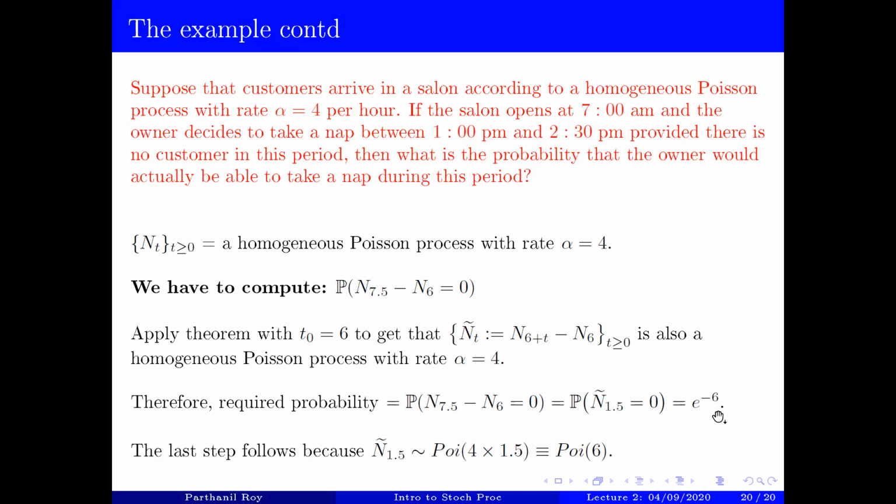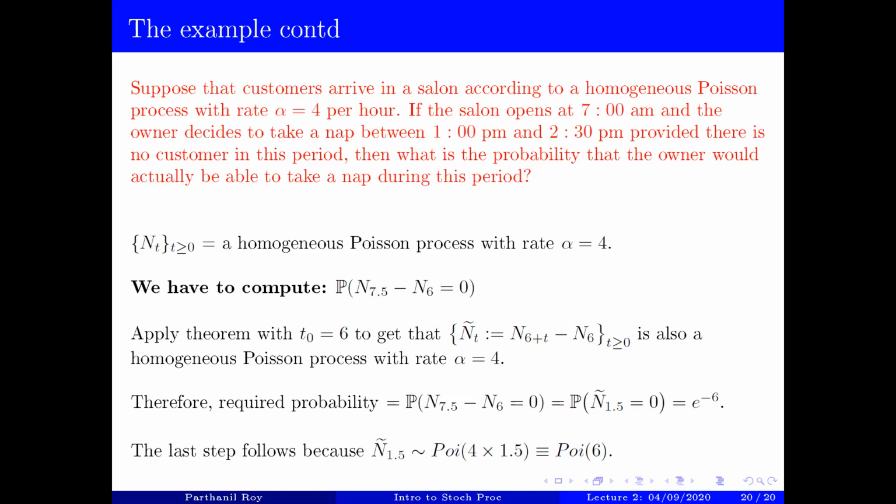So we see that the probability of the owner taking a nap is actually pretty low here. The owner getting a period of 1.5 hours where no customer will arrive is actually quite unlikely. So either the Bengali or the Spanish owner would not be able to take a nap here. One thing I would like to point out is that I just gave you that the customers arriving in a salon follow a homogeneous Poisson process.